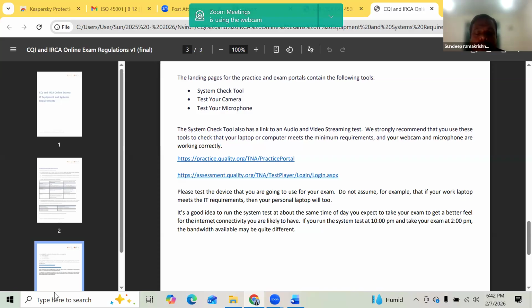And do not attend any phone call during the examination. If you attend a phone call, the software will assume you are asking somebody for the answer to the question. So please ensure that this is not done.